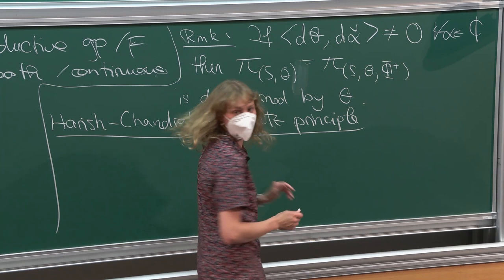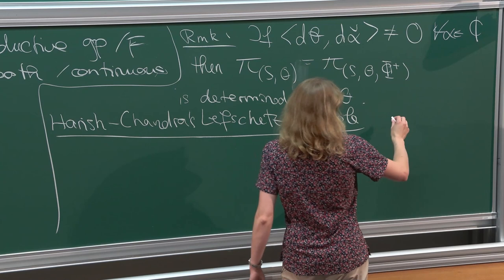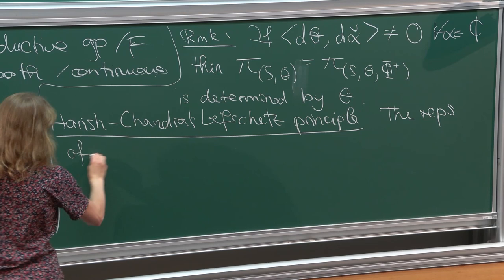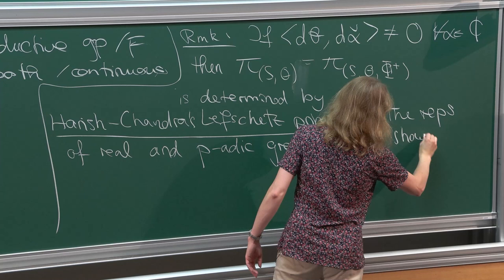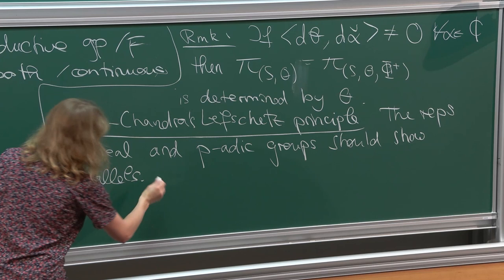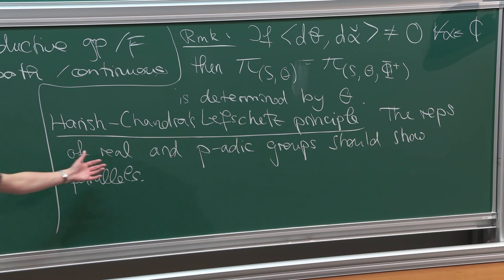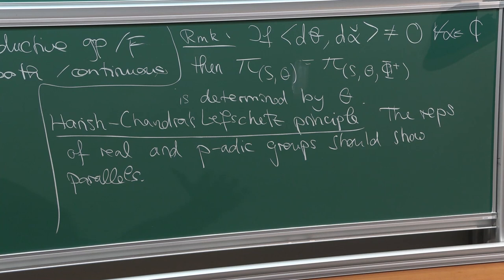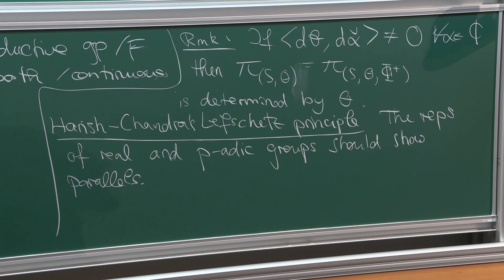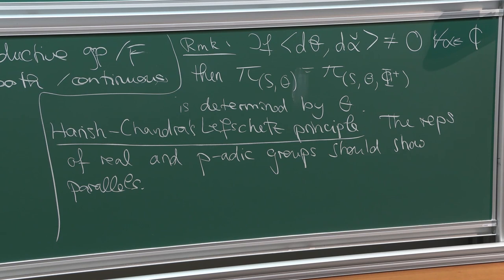The principle says that the representations of real and of p-adic groups should show parallels. And this is actually mind-blowing because you might have encountered real Lie groups, you might have encountered p-adic groups, and they are just so different. The topology is just so different. And we saw there are not even supercuspidal representations in the real world. But nevertheless, some magic happens. It's a pity to write the magic on the side board, but oh well. There we go.